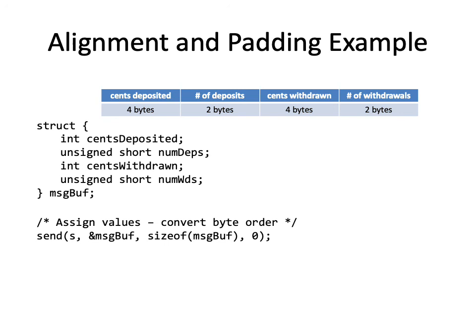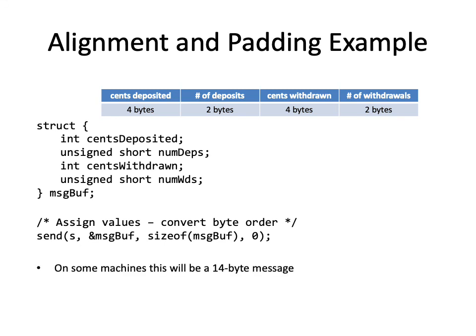So you would say, okay, message buff.cents deposited equals whatever. You fill out all those little blanks. Cents deposited is an integer, so it's 4. Number of deposits, unsigned short, is 2. Integer, 4, and then unsigned short number of withdrawals is 2. So right there, we're looking at 12 bytes. So you send S, send the address of the message buffer, that struct, and you send the size of message buffer. Okay, cool, you do that. So size of message buffer, 12 bytes.